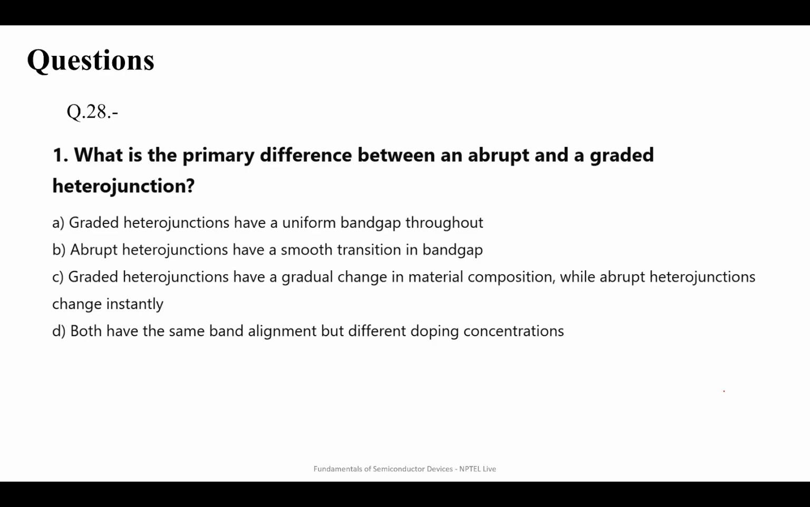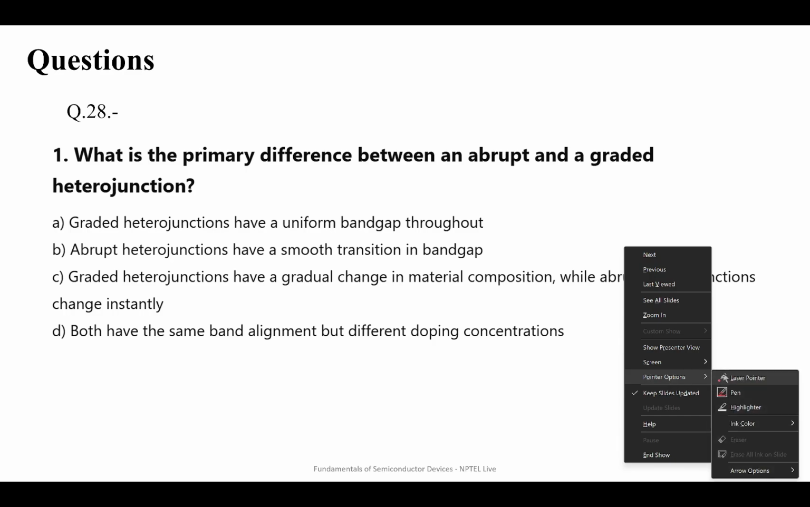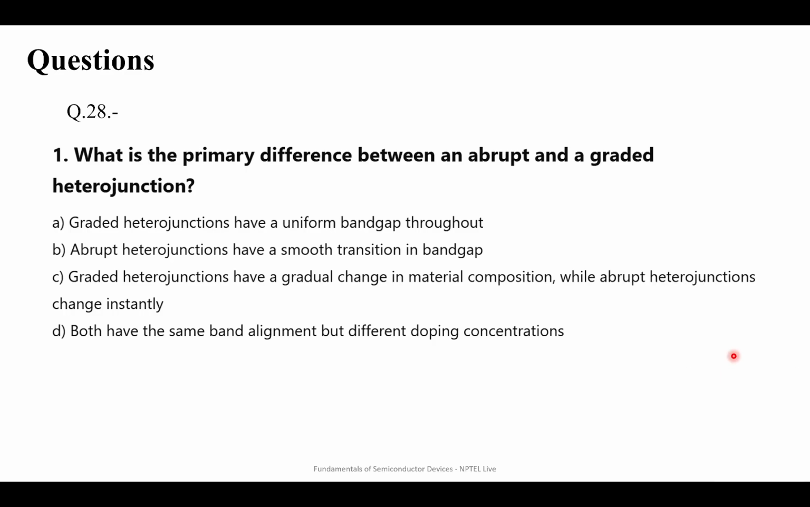What is the primary difference between an abrupt and a graded heterojunction? Graded heterojunctions have a uniform band gap throughout. Abrupt heterojunctions have a smoother transition in band gap. Graded heterojunctions have a gradual change in material composition, while abrupt heterojunctions change instantaneously. Both have the same band gap but different doping concentrations. Option C, sir.